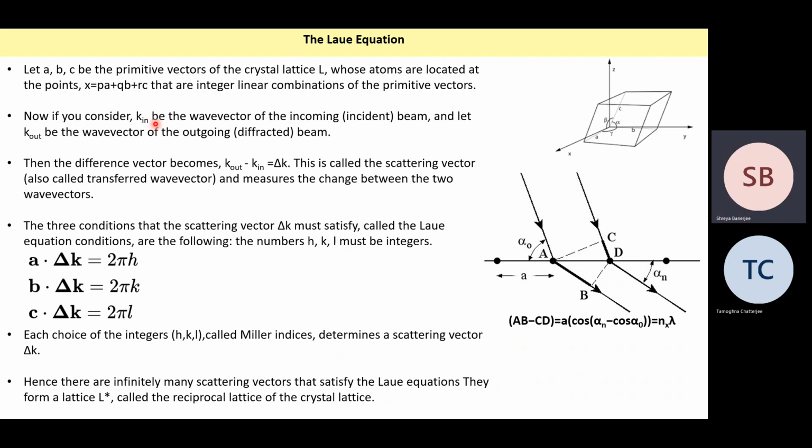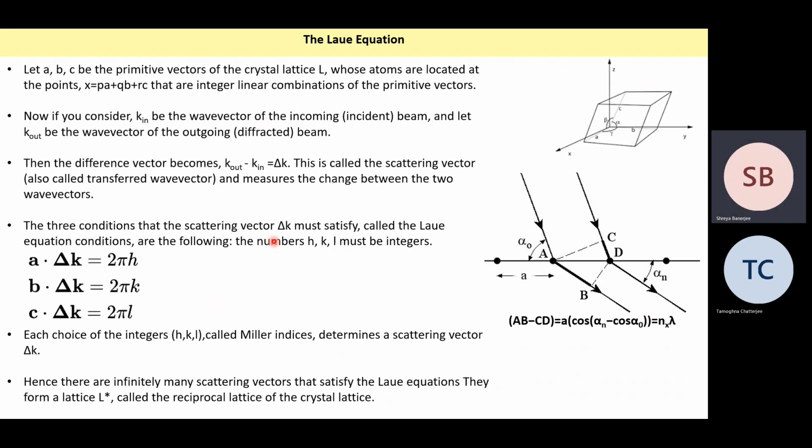Now, consider k in to be the wave vector of the incoming incident beam. So this incident beam that is coming towards the crystallographic plane is k in, and k out is the wave vector of the outgoing or diffracted beam. So the beam that is diffracted, this is k out. And you consider a difference vector, which is the difference of these two vectors, called delta k. This is called the scattering vector or the transferred vector, and it measures the change between the incident and the diffracted beam.